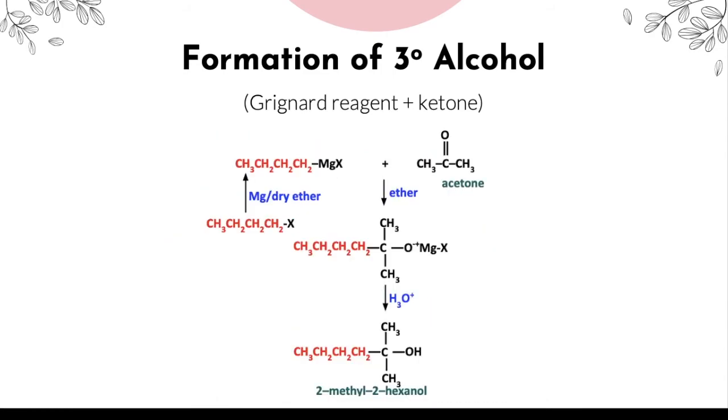This is an example for formation of tertiary alcohol. Grignard reagent reacts with acetone in dry ether. Acetone is a ketone because this carbon has 2 other carbons attached to it, and this carbon has a double bond to O, so this is ketone. Grignard reagent reacts with ketone, producing tertiary alcohol. This carbon is attached to 3 other carbons, making it a tertiary carbon, so this compound is tertiary alcohol.